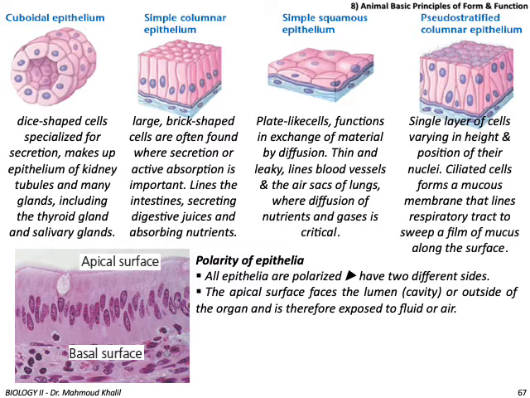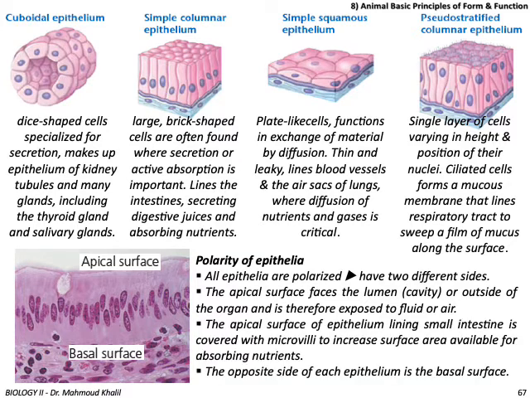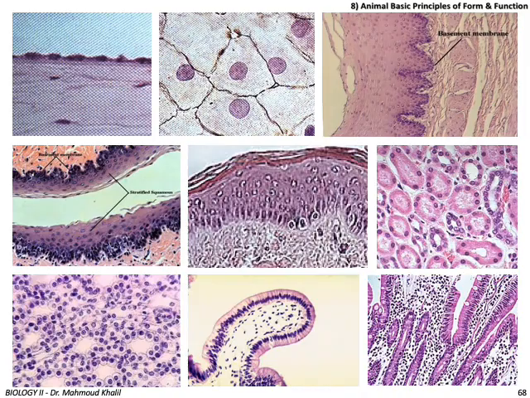The apical surface faces the lumen, the cavity, or the outside of the organ, and is therefore exposed to fluid or air. The apical surface of epithelia lining, for example, the small intestine, is covered by microvilli, as we said before, to increase the surface area available for absorption. The opposite side of each epithelium is considered to be the basal surface.